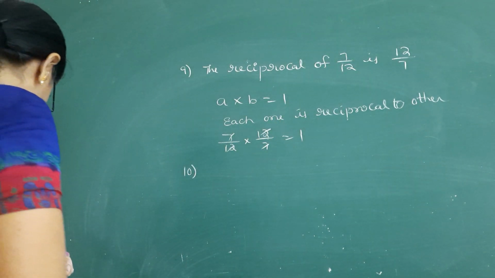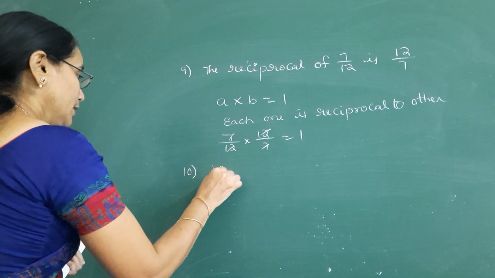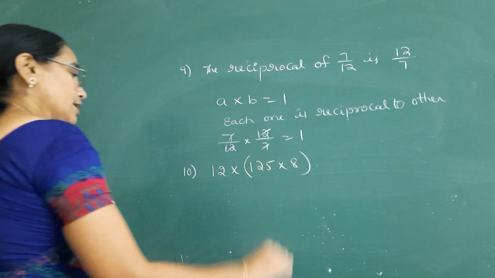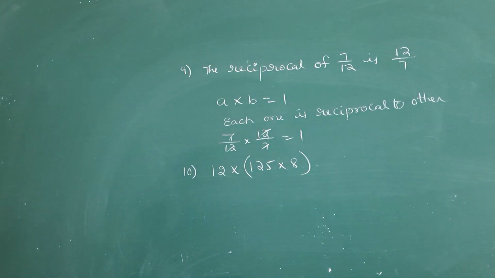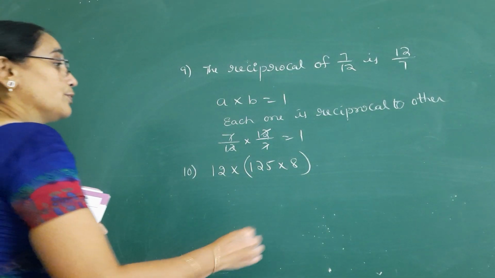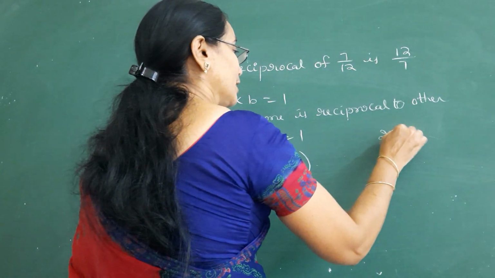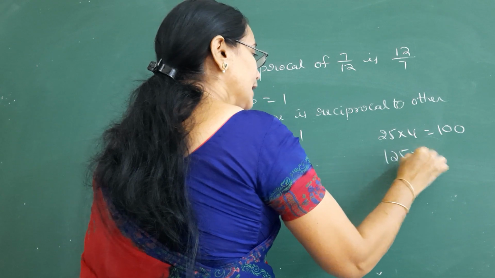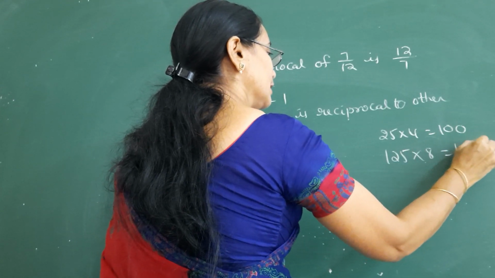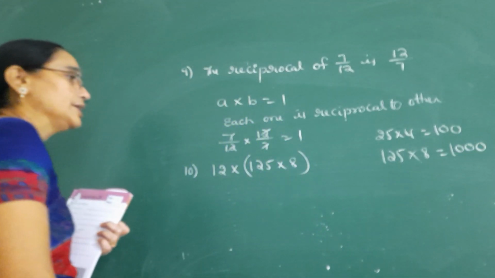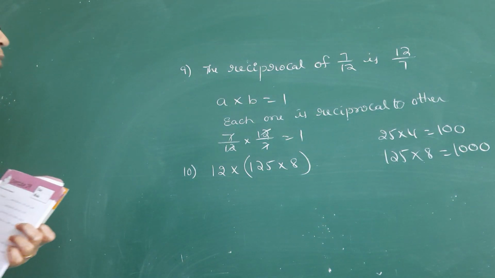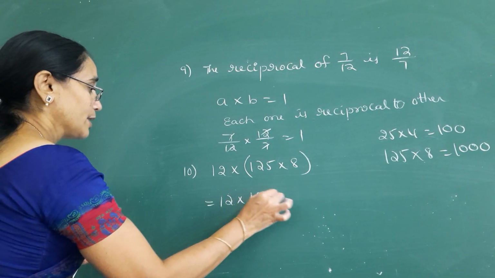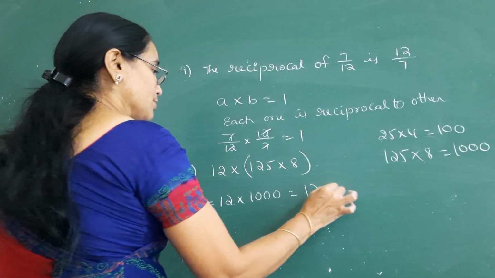See the 10th one. 12 into 125 into 8. 125 into 8. Already you know this one very well. 125 eights make 1000. If anywhere 125 is there, you have to write 1000 by 8. So it is 12 into 1000. So that is equal to 12,000.